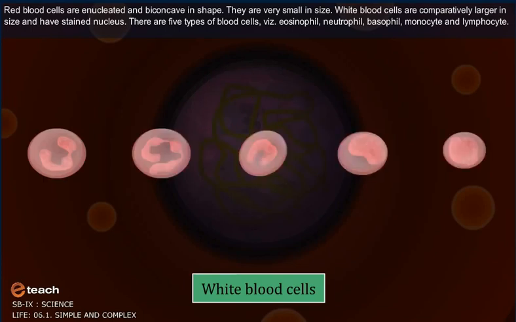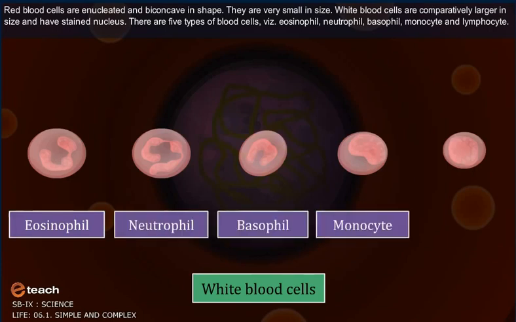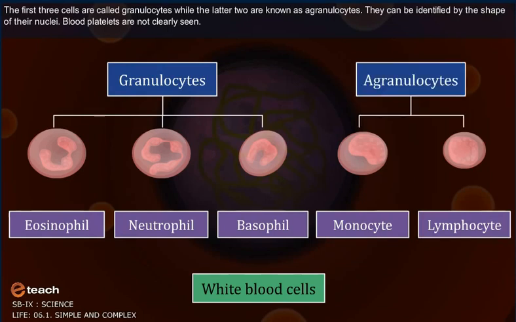There are 5 types of white blood cells, likewise, eosinophil, neutrophil, basophil, monocyte and lymphocyte. The first 3 are called granulocytes, while the latter 2 are known as agranulocytes. They can be identified by the shape of their nuclei. Blood platelets are not clearly seen.